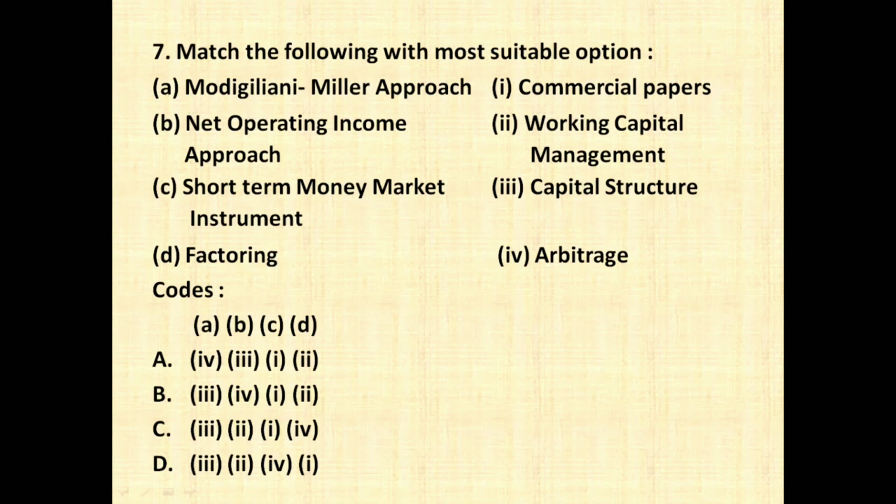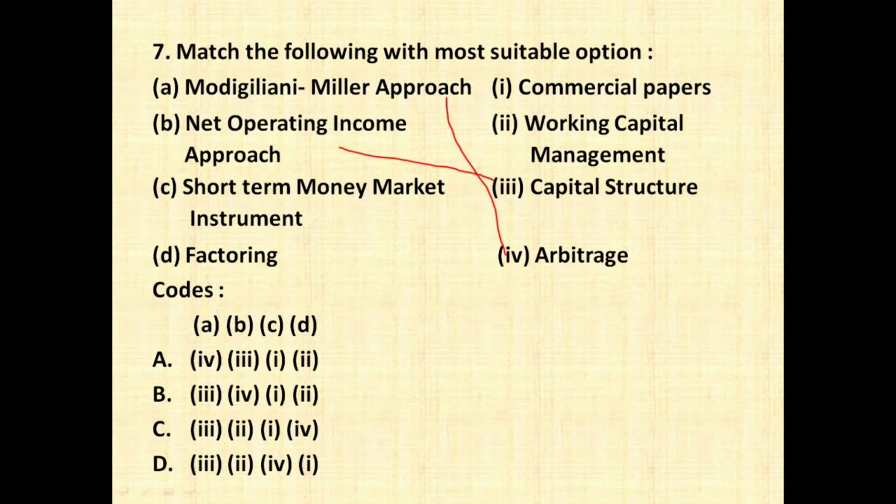And 4 options have been given. So you have to see now, the approach as well as the net operating income approach, both are based on capital structure. But when you see correctly, the approach is mostly based on arbitrage process, and the net income approach is based on capital structure theory. A and B both are capital structure theory, but arbitrage goes with the approach.